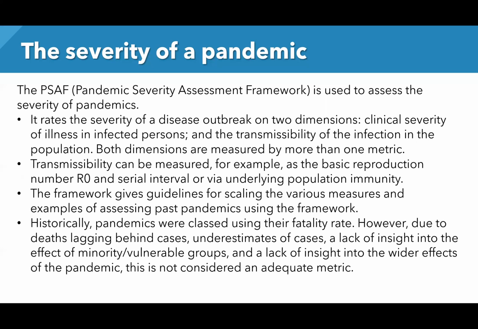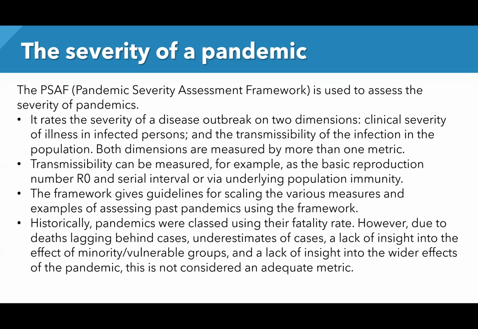The framework gives guidelines for scaling the various measures and examples of assessing past pandemics using the framework. So it will allow different pandemics and past pandemics to be compared in order to rank the severity of different pandemics. Historically, pandemics were classed using their fatality rate. However, due to deaths lagging behind cases, underestimates of cases, a lack of insight into the effect of minority or vulnerable groups, and a lack of insight into the wider effects of the pandemic, this is not considered an adequate metric. There may be a high fatality rate, and that can be one indicator of the severity of a pandemic.